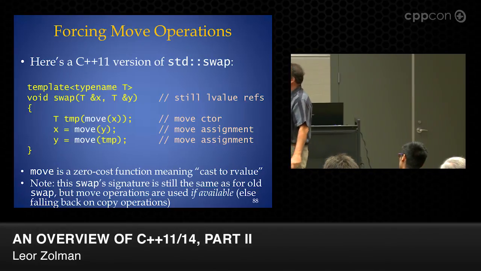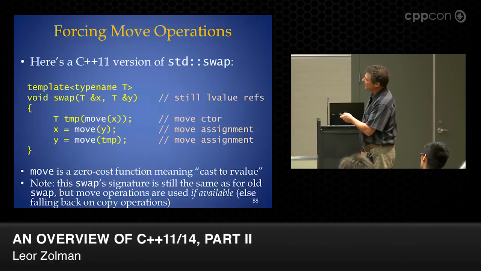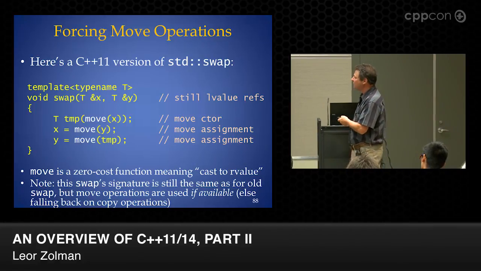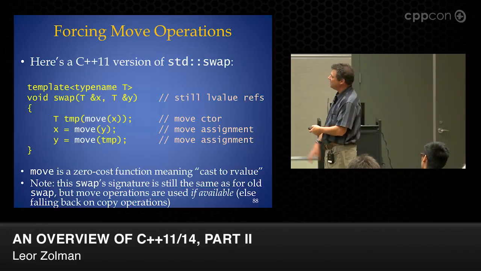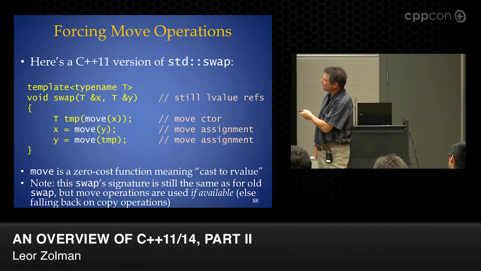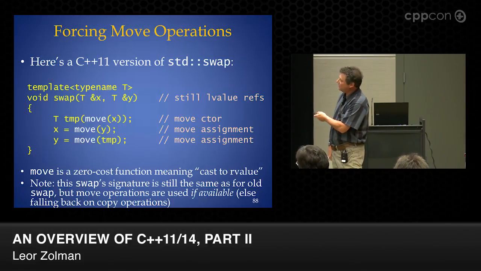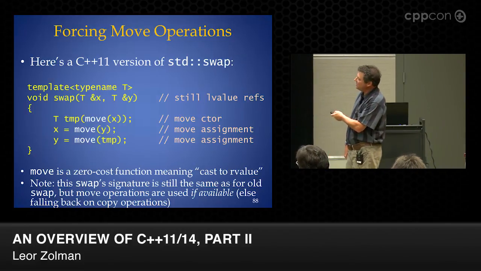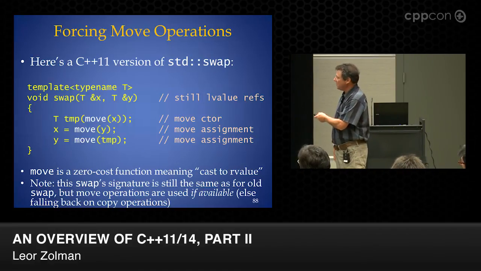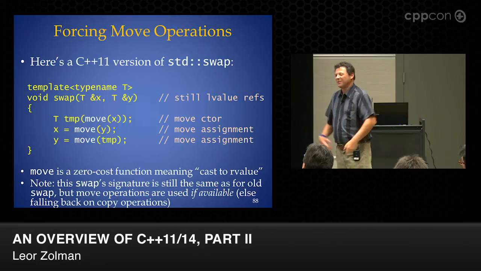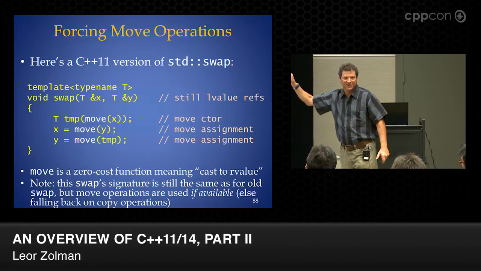So move does not move anything. When you wrap something with a move, think of it as a cast to R-value. That's exactly what it does. It generates no code. It simply says, treat this as an R-value, and then go ahead and resolve this function call. So this becomes a move construction. This becomes a move assignment. And this becomes a move assignment. Presumably, that's the motivation for calling it move rather than R-value cast.